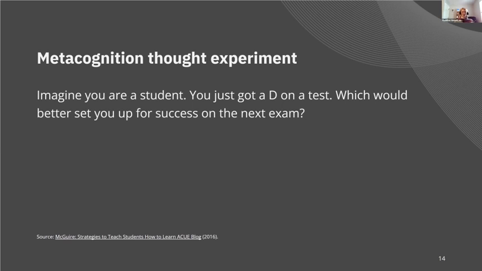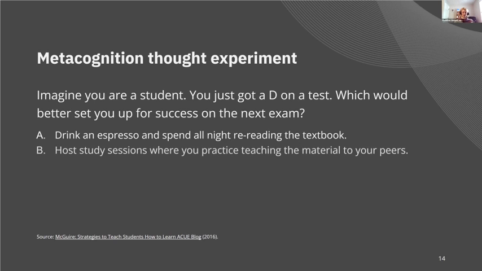All right, for this next situation, imagine you were a student and you just got a D on the test. Which option would set you up for better success on the next exam? Drinking an espresso, spending all night rereading the book, or hosting study sessions where you practice teaching the material to your peers?